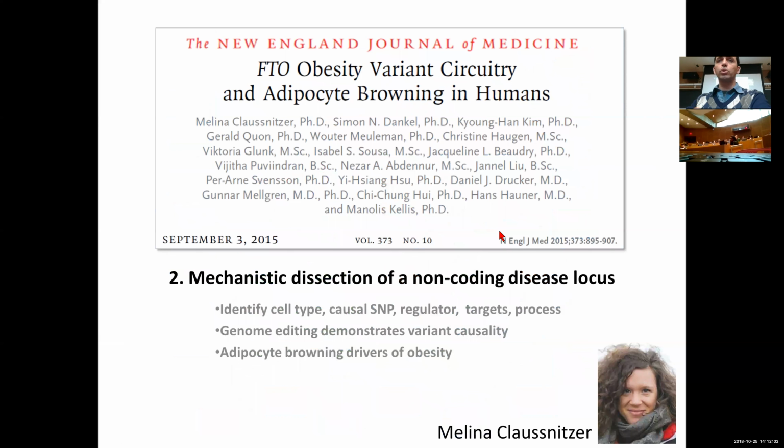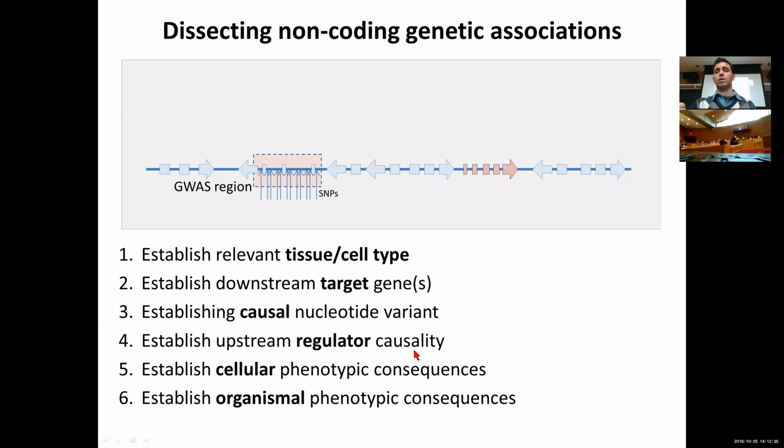But we'd like to also use these techniques that we developed to go back into individual loci. In this particular case, this work was led by Melina Klausnitzer, who was a visiting scholar in my lab, who said, hey, can we use these techniques to start understanding this locus that I showed you earlier in this FTO region? So the goal is to identify what are the cell types where it acts, what is the causal SNP, what is the upstream regulator, what are the targets, what are the processes, and then start intervening to change that process.